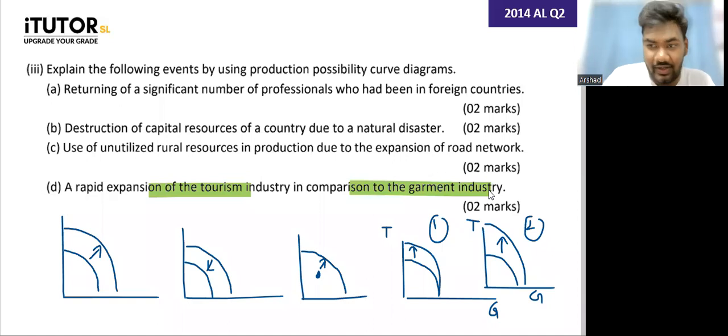Can we shift from one point to another point, but both points are inside the PPC? Yes, you can, but the point should go towards the PPC. It doesn't have to touch the PPC. It has to go towards the PPC in the third one. You don't have to go exactly on the PPC.